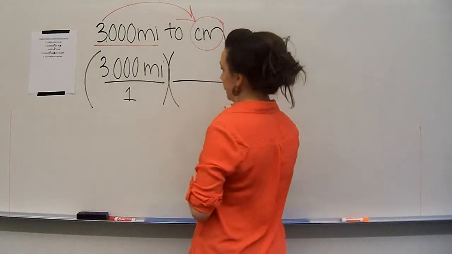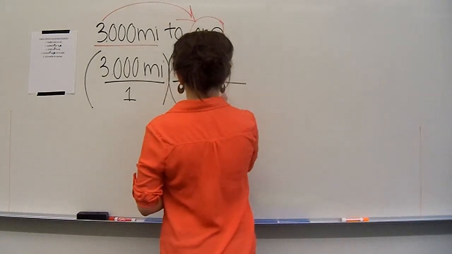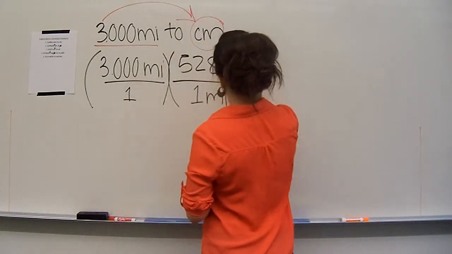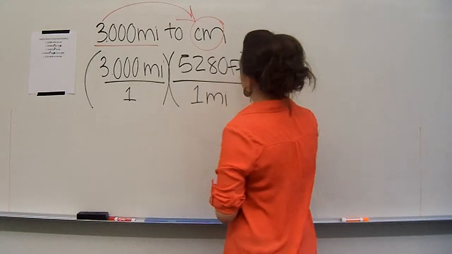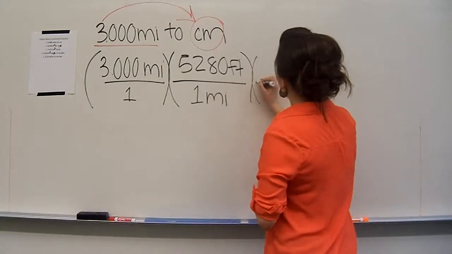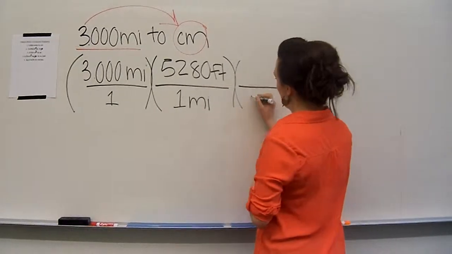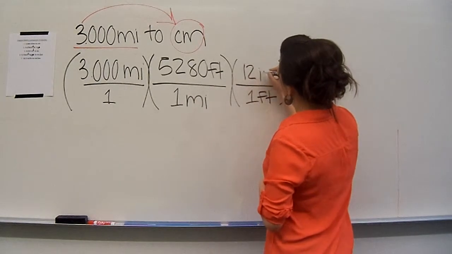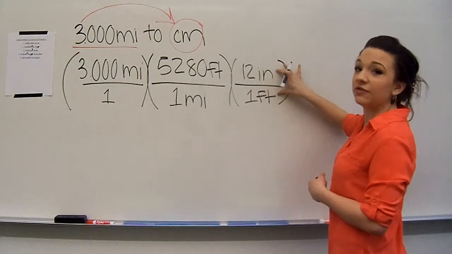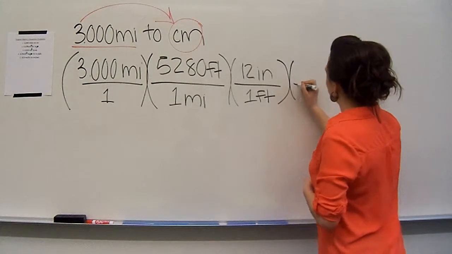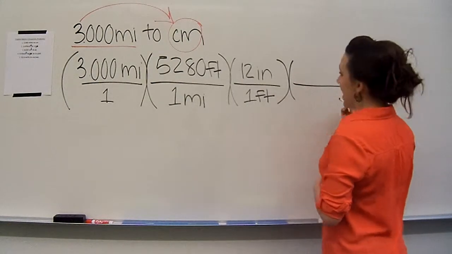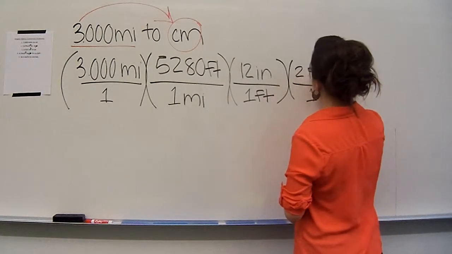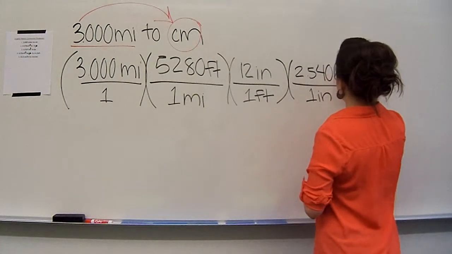Diagonally, we will match the units. So 1 mile is equal to 5,280 feet. We match these vertically. Now we will match feet diagonally. 1 foot is equal to 12 inches. Matching these equivalents vertically. Now we will match inches diagonally. 1 inch is equal to 2.540 centimeters.